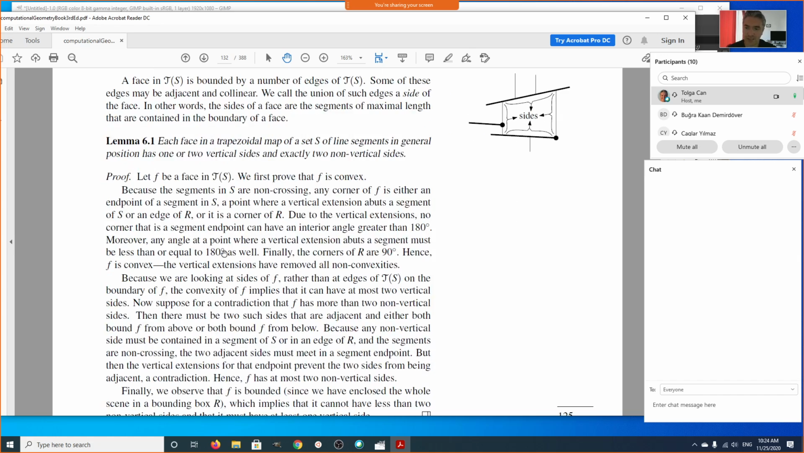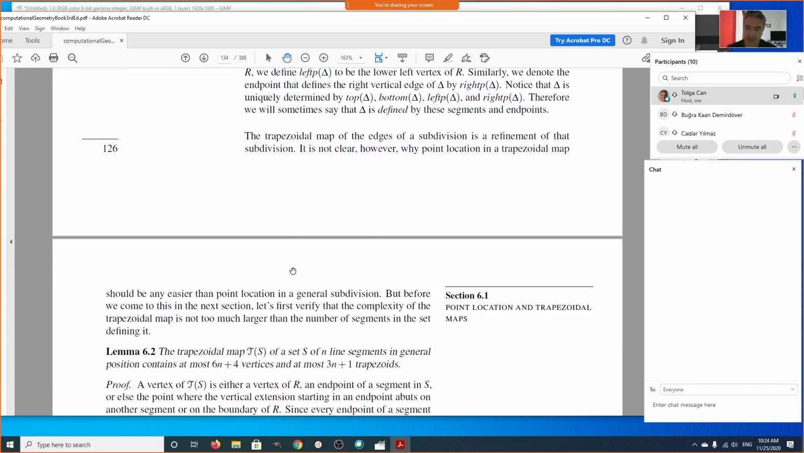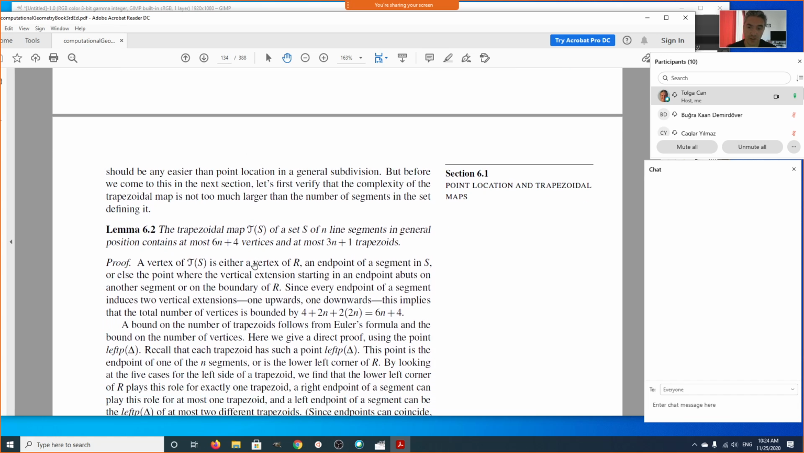So this is what lemma 6.1 says, and by using this lemma, the next lemma 6.2 proves that a trapezoidal map has linear complexity. A trapezoidal map of a set of n line segments in general position, and general position means that no two vertices have the same x coordinate, contains at most 6n plus 4 vertices and at most 3n plus 1 trapezoids. So this is the part that says the trapezoidal map has an exact worst case linear complexity.